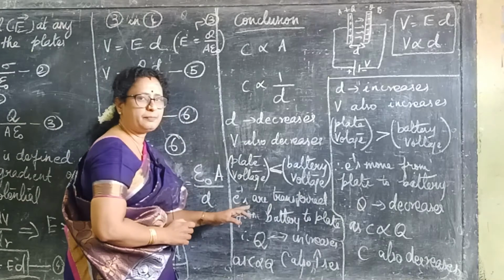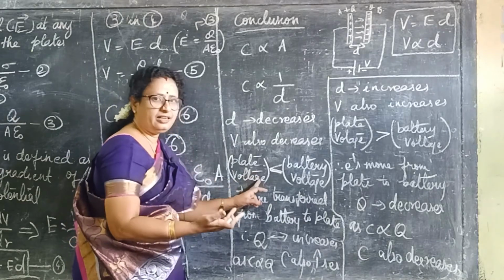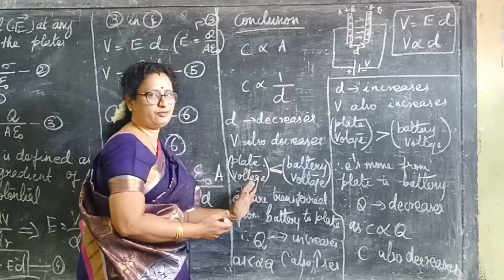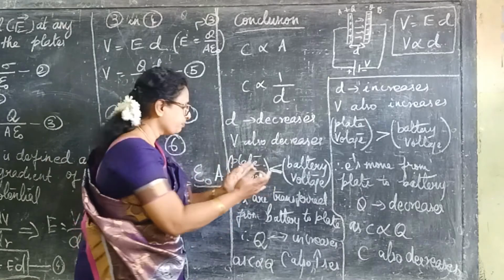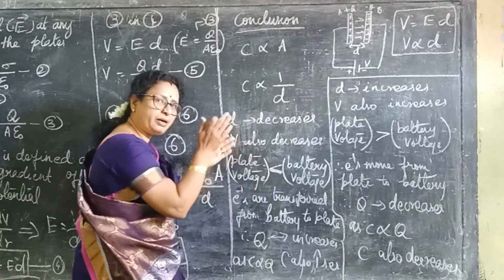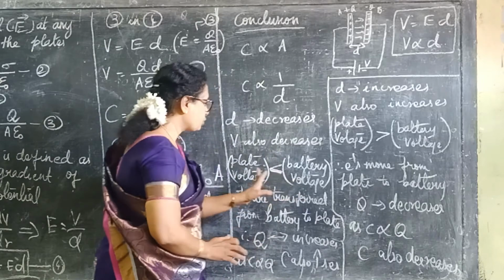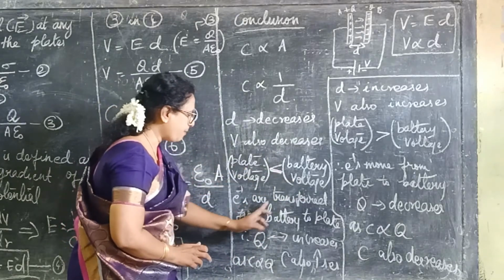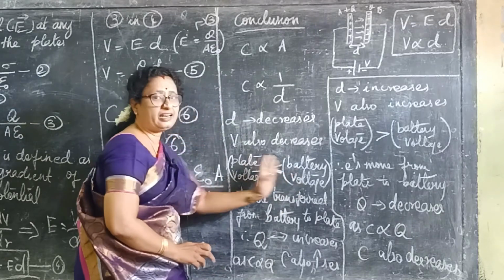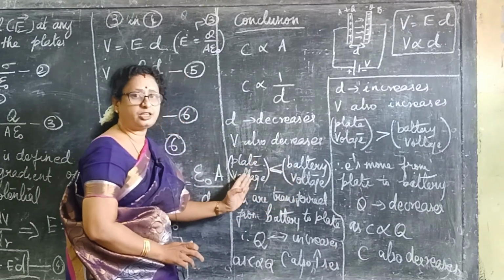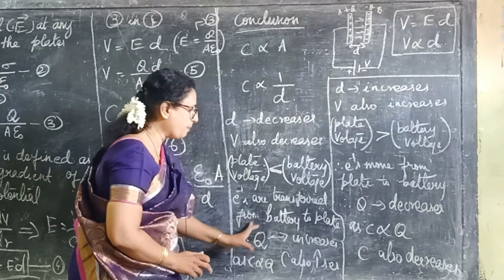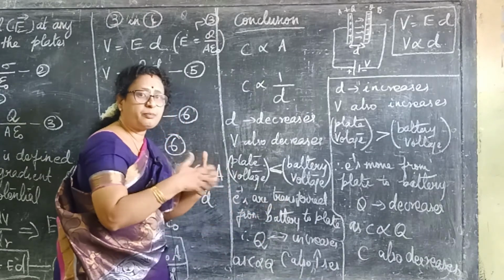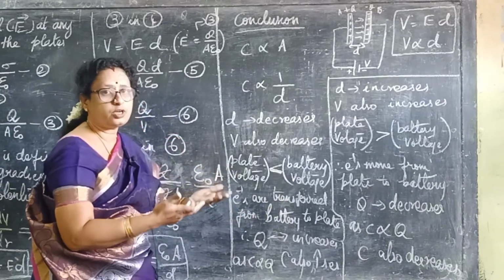So, what will happen? Immediately it will try to equalize itself. Conservation of energy. Immediately the plate voltage and battery voltage will try to become equal. So for them to become equal, electrons must be transferred from the battery to the plate. From where there is more, they must go to where there is less. So electrons are transferred from battery to plate. So more number of charges will be stored in the plate.